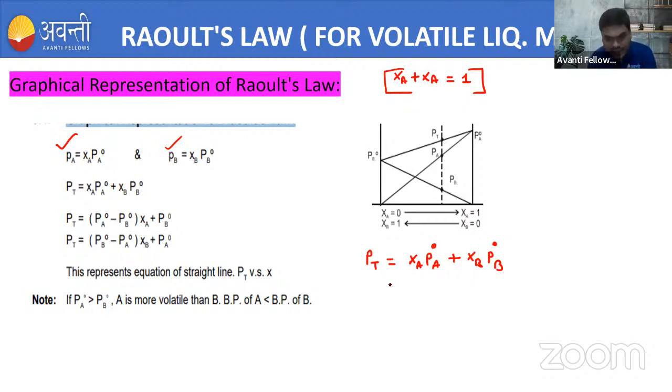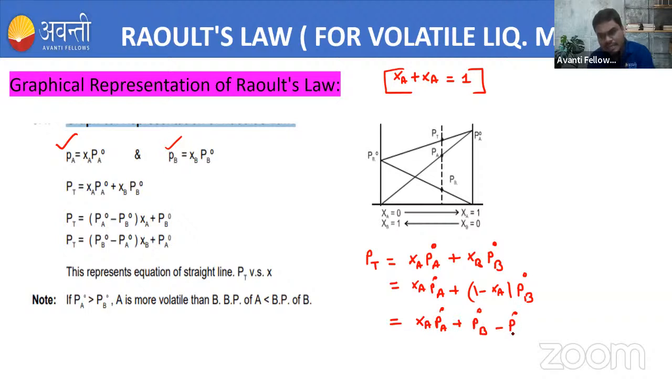So can we put the value of XA here? Either XA or XB, you can put any of them. Let me put the value of XB. We know that XB is nothing but 1 minus XA. So we put XB equal to 1 minus XA, multiplied by P naught B. Just multiply this. You will get XA times P naught A, plus P naught B minus P naught B multiplied by XA.